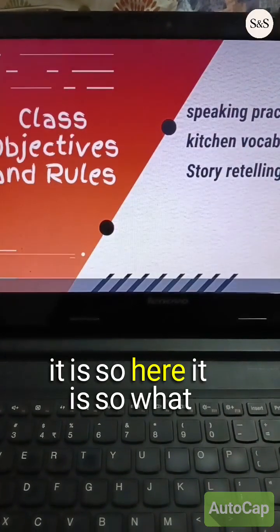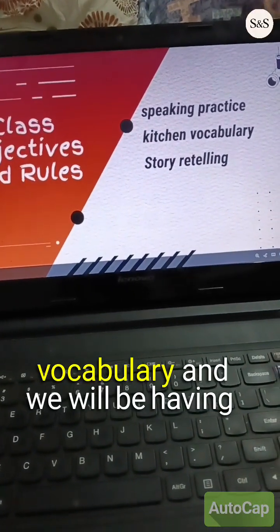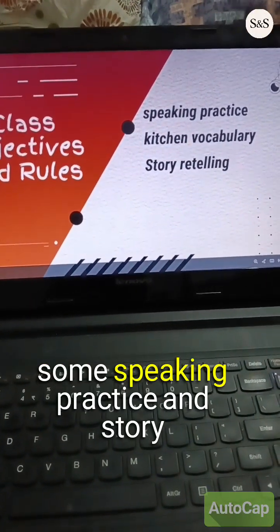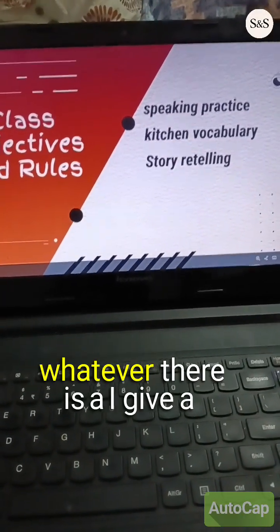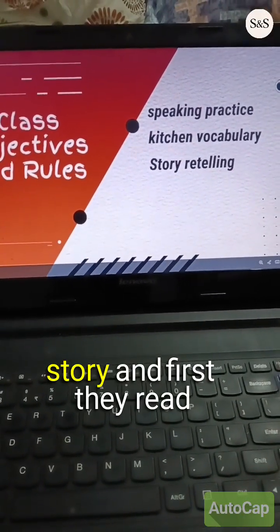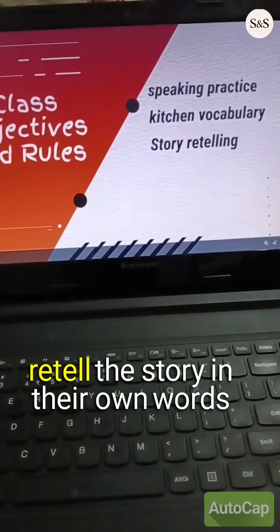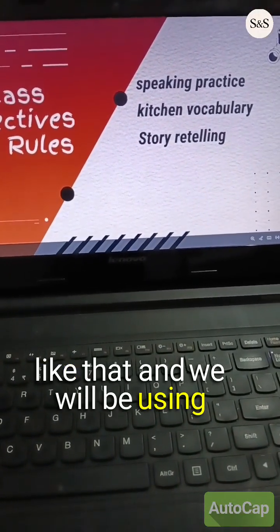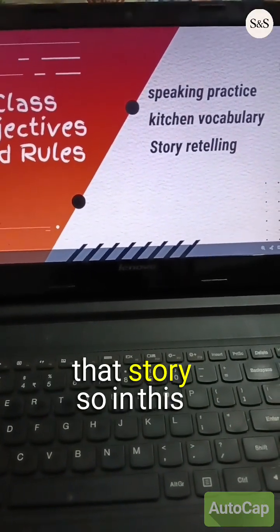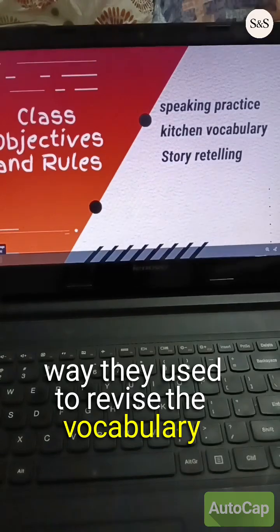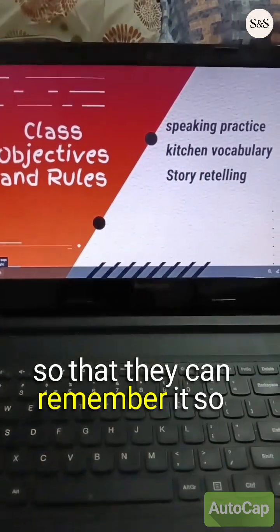So what I'm going to do today, I'm going to teach them kitchen vocabulary, and we will be having some speaking practice and story retelling. I give a story, and first they read the story, and after that they have to retell the story in their own words. And we will be using the vocabulary that we have learned in that story. So in this way they revise the vocabulary once, twice, thrice, so that they can remember it.